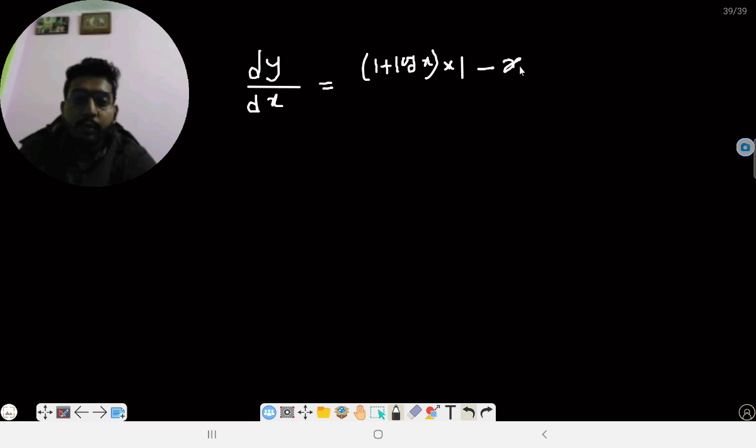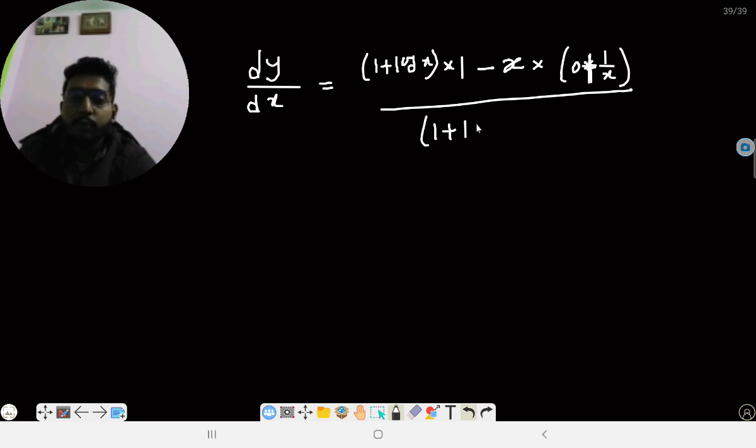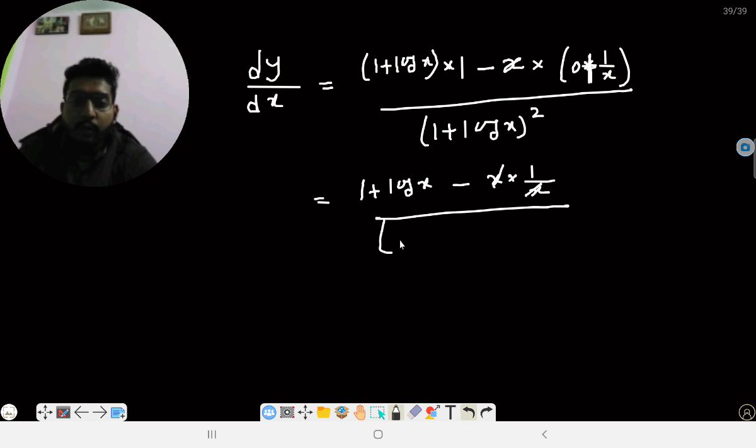Minus, now x will be remaining constant, we have to differentiate the v here, so that will be 1 plus log x, differentiation will be 0 into 1 by x, 0 plus 1 by x, and divided by the denominator square, that means 1 plus log x whole square. Now we can see here it is coming 1 plus log x minus x into 1 by x, so x cancels out, so it will be 1 plus log x whole square in the denominator.